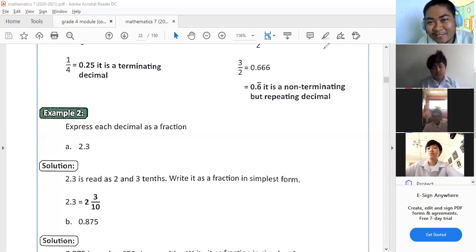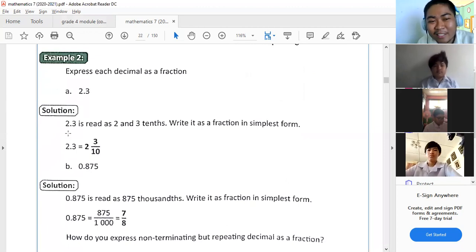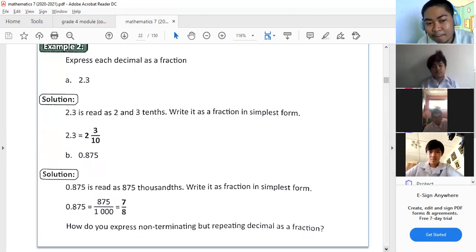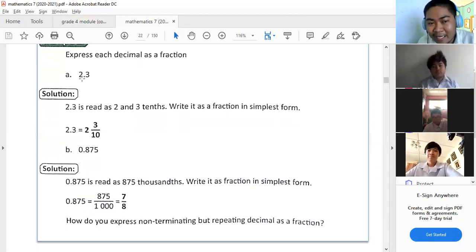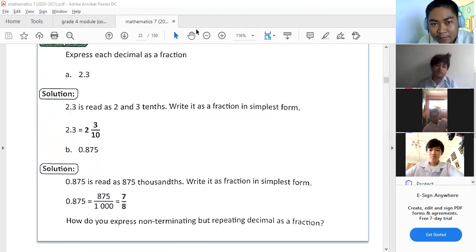Just a whole number. Okay, so let's try to do this. So 2 and 3/10. Write it as a fraction in simplest form. So the whole number natin is 2, tama? So that would be 2. There's no need to write naman na, andito naman na siya.